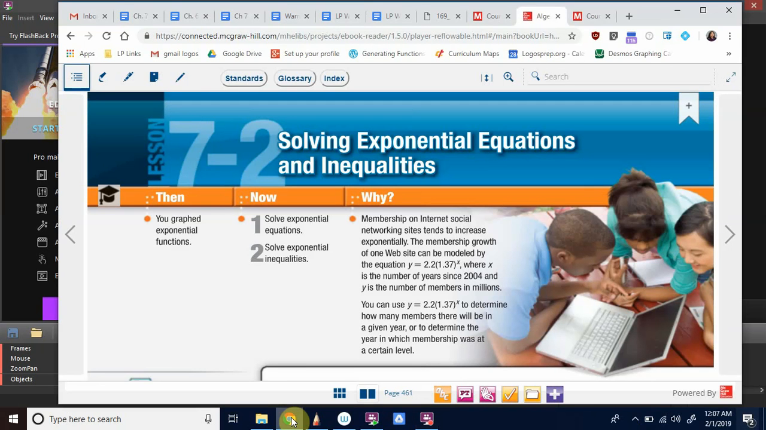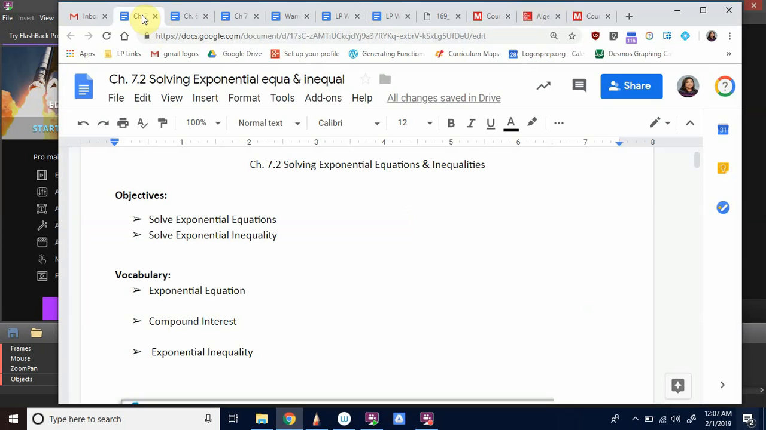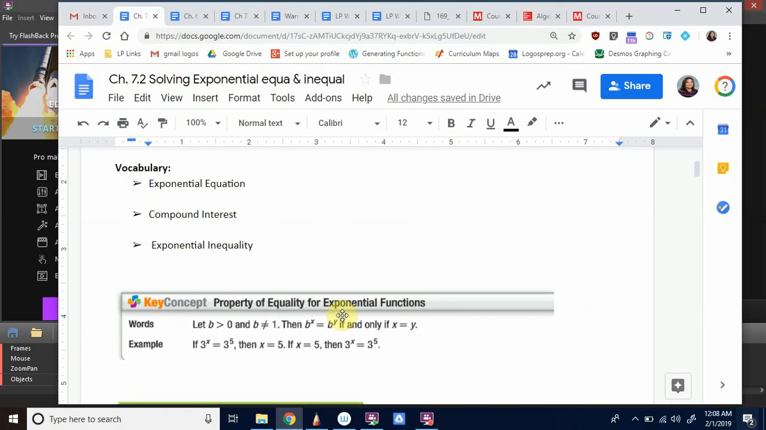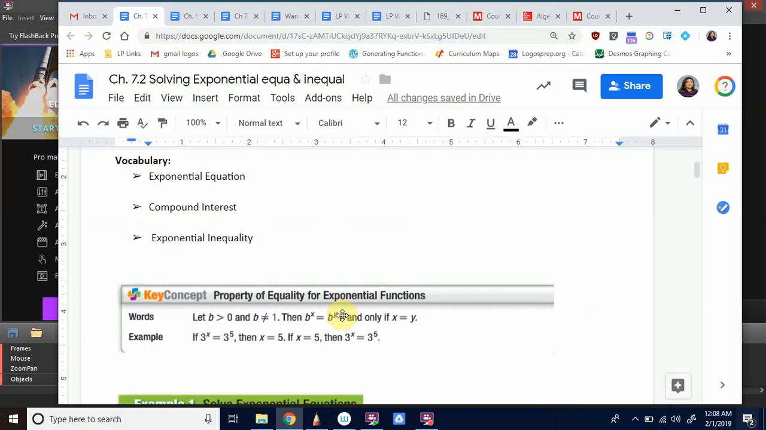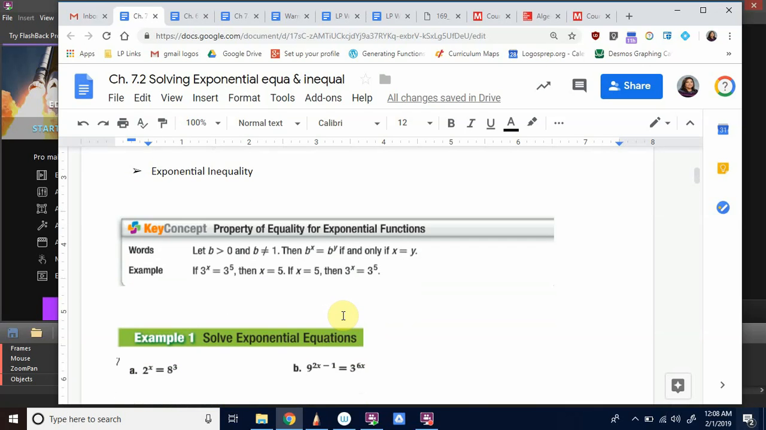Hello, this is chapter 7.2 and we're solving exponential equations and inequalities. So let's look at what our objectives are. Our objectives are we're going to solve exponential equations and we're going to solve exponential inequalities. All right, so let's go with our first vocabulary word, exponential equation. It just has variables that occur as exponents, okay?